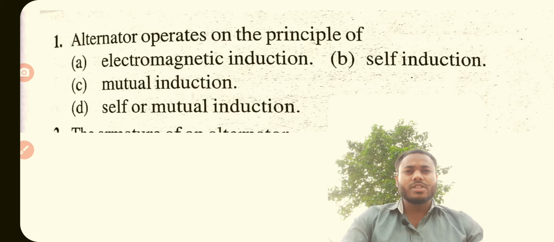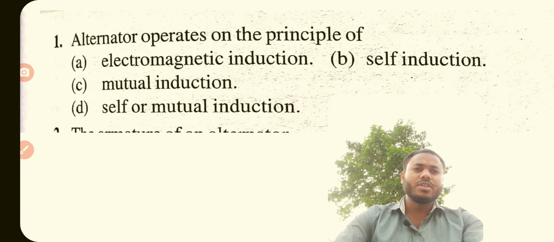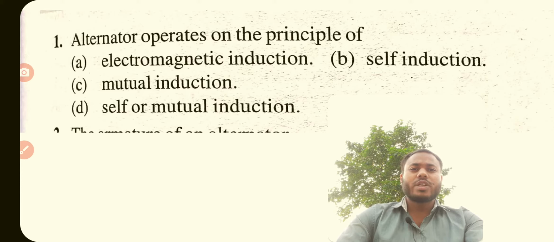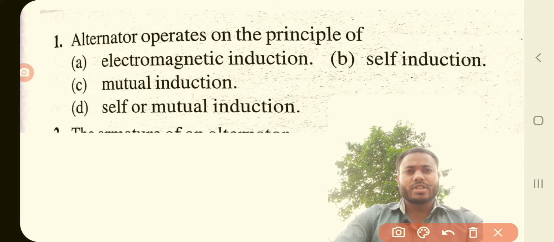The first question is on the screen: an alternator operates on the principle of: option A, electromagnetic induction; B, self induction; C, mutual induction; and the last option is D, self or mutual induction. So friends, what will be the correct answer here? The correct answer will be A, electromagnetic induction.